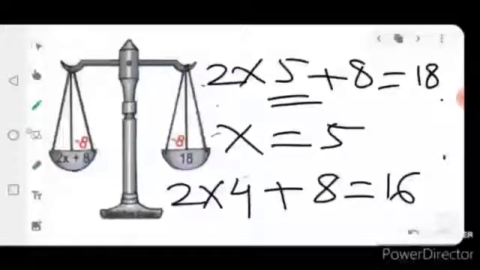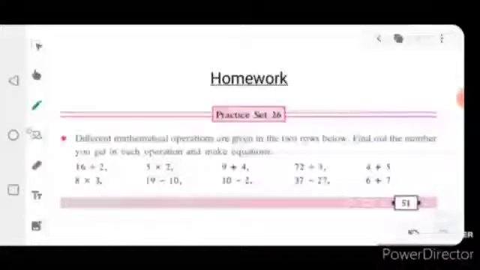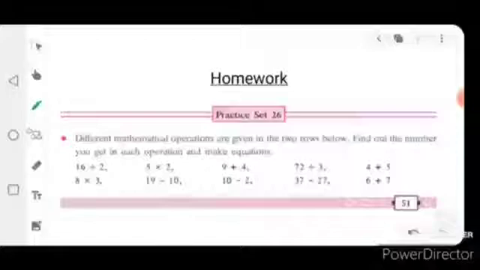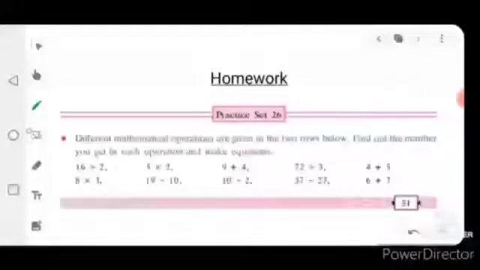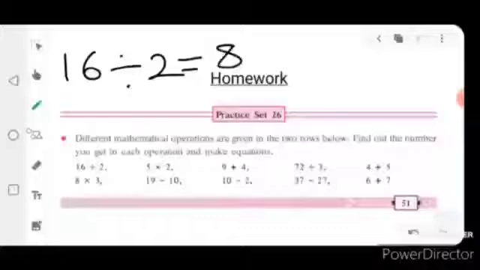Now move towards the next, that is your homework. Students, different mathematical operations are given in the 2 rows below. Find out the numbers you get in each operation and make equations, meaning both sides, LHS and RHS, are equal. Take the first example: 16 divided by 2 is equal to 8. Read the table of 2 up to 16. 2 8s are 16, so our answer is 8.